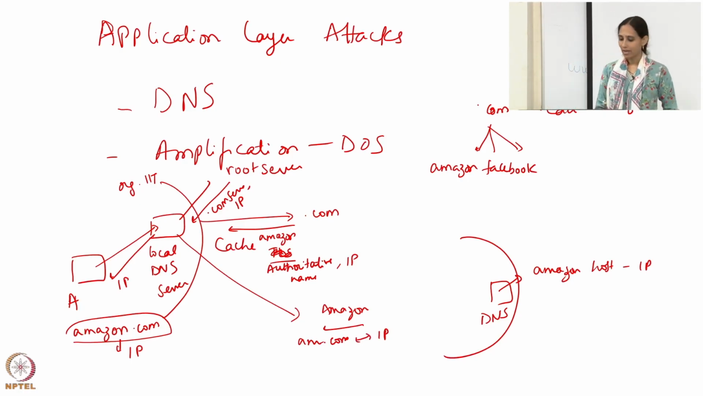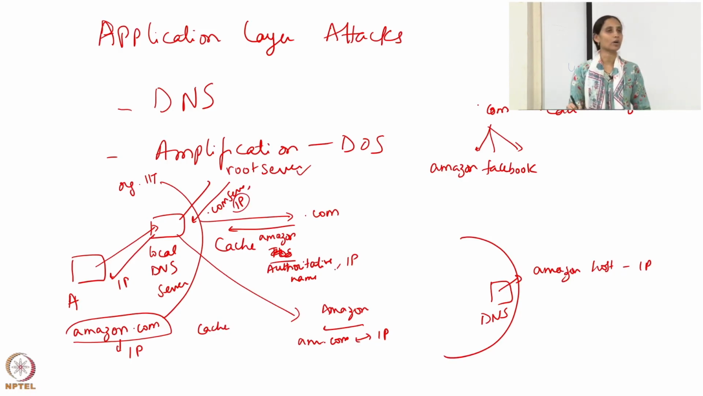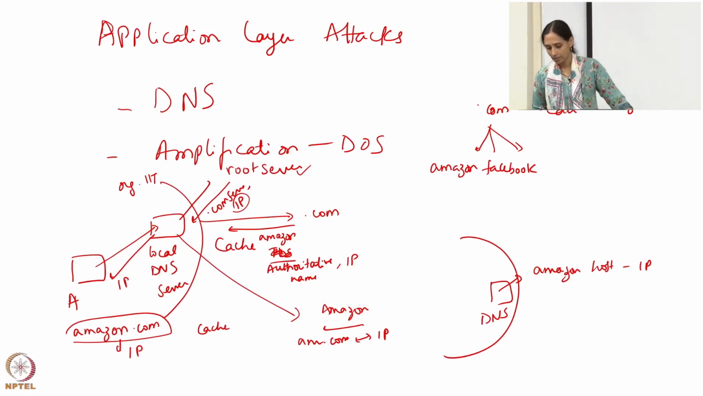Oftentimes this guy will cache a lot of information. He will cache the root to IP address, .com to IP address, Amazon's authoritative name server to IP address, including the specific machine of Amazon to its corresponding IP address, all that is cached. If you do not have that information at the relevant time, you will again contact and get that information. So that is what is happening with respect to DNS.